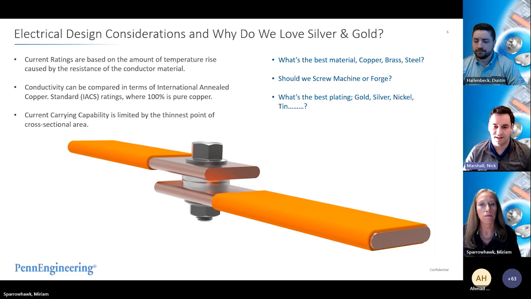But in many cases where you're not going to be looking at a very long lifespan, or it's not a very long time between manufacture and assembly, we can often get away with something like tin, which still gives you that very good contact resistance, but it's a much more cost-effective option.